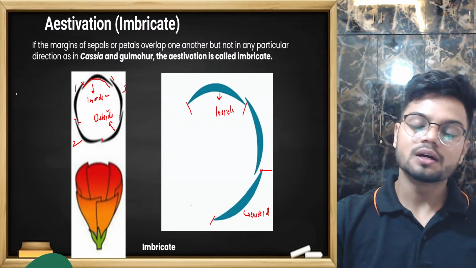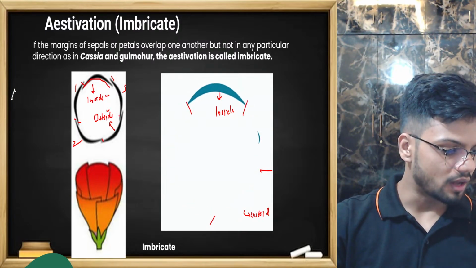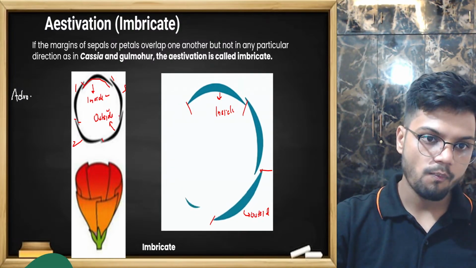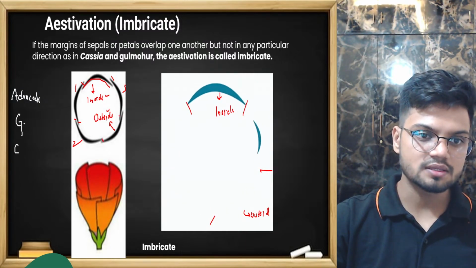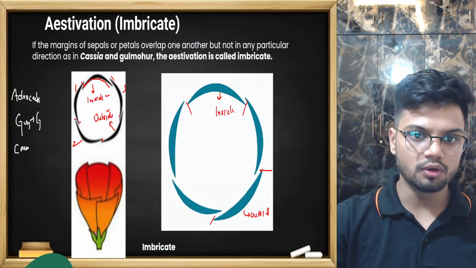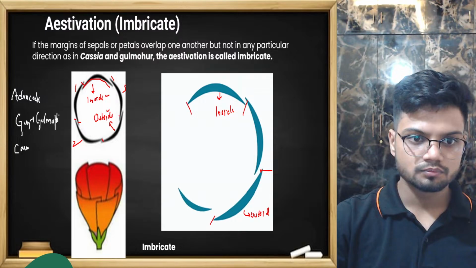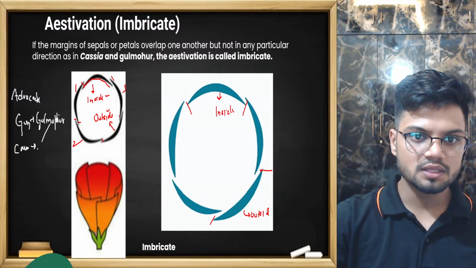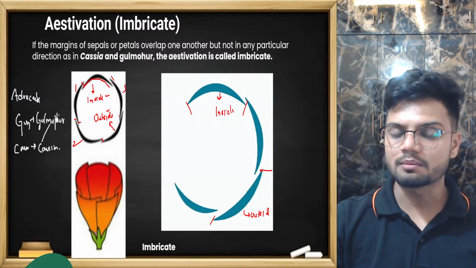Now, imbricate, doesn't it rhyme with advocate? Tell me yes or no. Imbricate, advocate. Advocate fights gun cases. G for Gulmohar and C for Cassia. Now they can ask you a question, friend. They can mix and match.